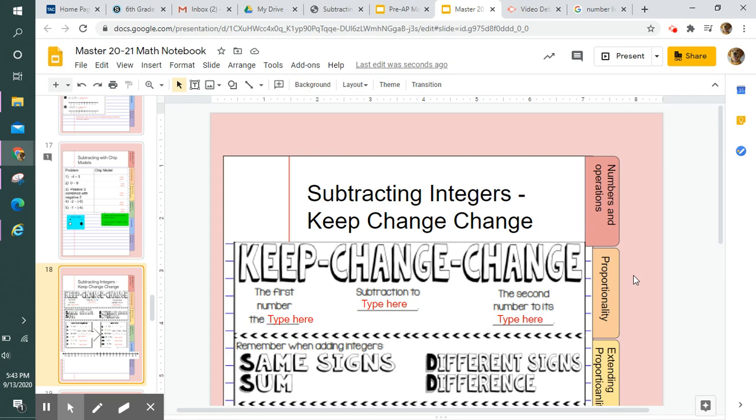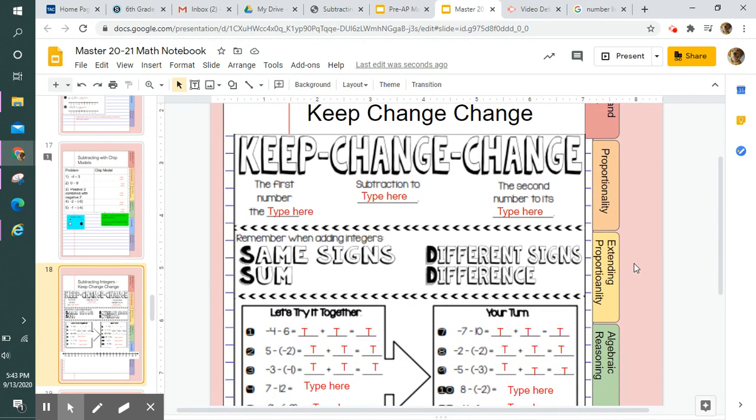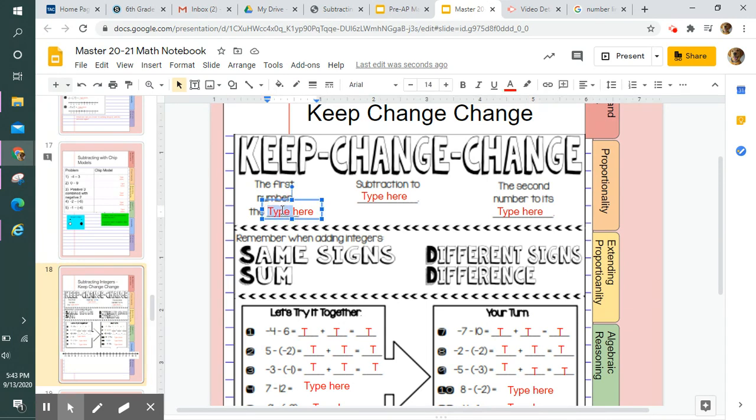All right, continuing on with subtracting integers. So yesterday we talked about how to use the chip model. Today I'm going to show you how to do it without having to use that chip model. So we're going to use something called keep, change, change. With keep, change, change, we keep the first number the same.